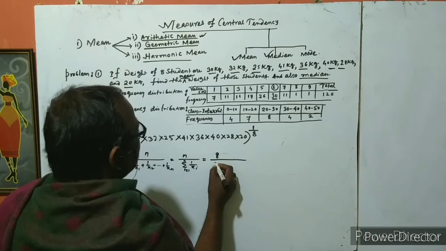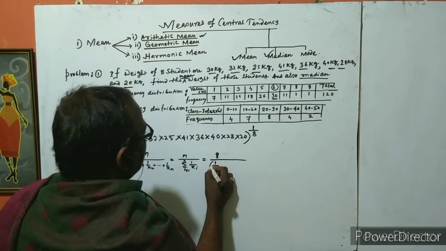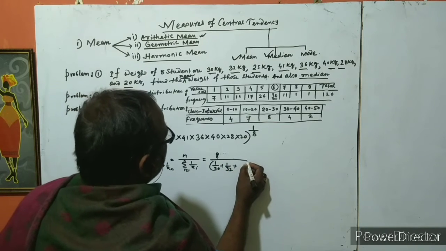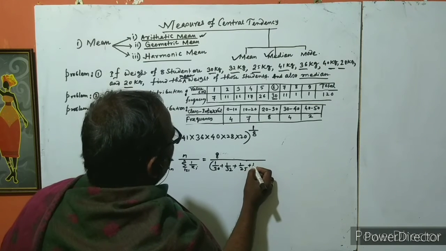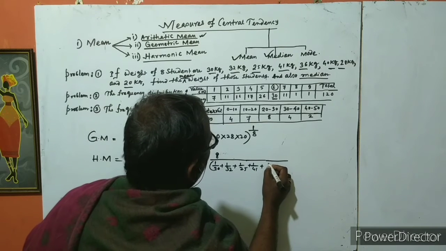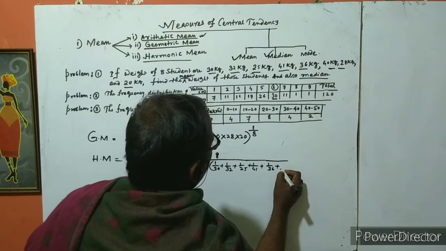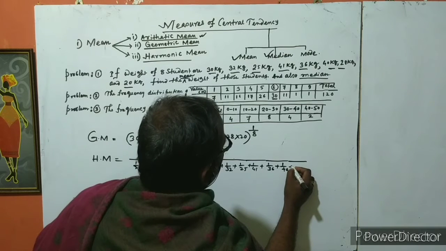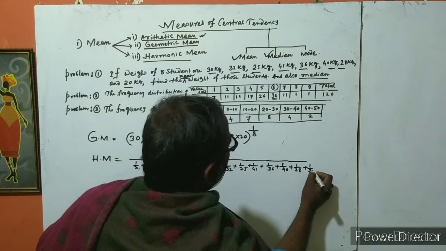Okay, and so the formula here is n by, with 8 the number of items, and the reciprocals are 1 by 30, then 1 by 32, 1 by 25, 1 by 41, 1 by 36, 1 by 40, and 1 by 28, and 1 by 20.